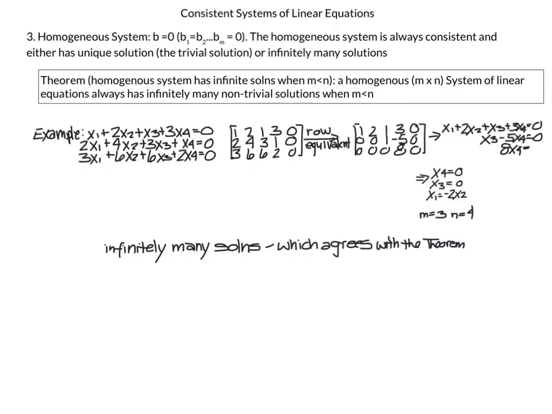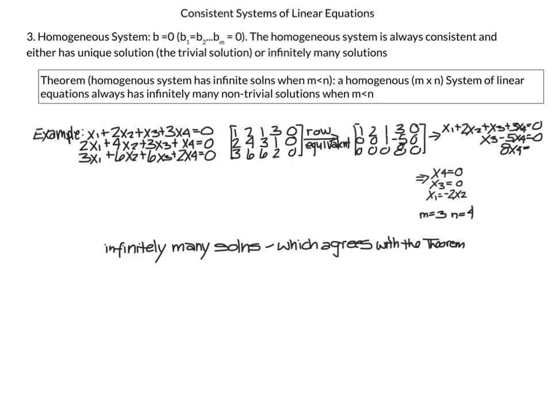My first example has three equations, four unknowns, so 3 by 4. The first equation is x1 plus 2x2 plus x3 plus 3x4 equals 0. The second equation is 2x1 plus 4x2 plus 3x3 plus x4 equals 0. And the last equation is 3x1 plus 6x2 plus 6x3 plus 2x4 equals 0. That can be represented by this augmented matrix: 1, 2, 1, 3, 0, 2, 4, 3, 1, 0, 3, 6, 6, 2, 0. Again, just the coefficients and then the 0.